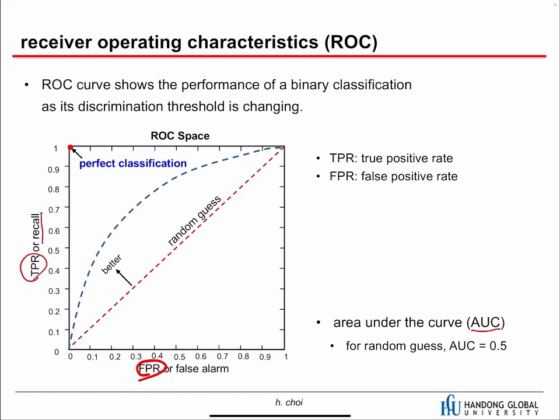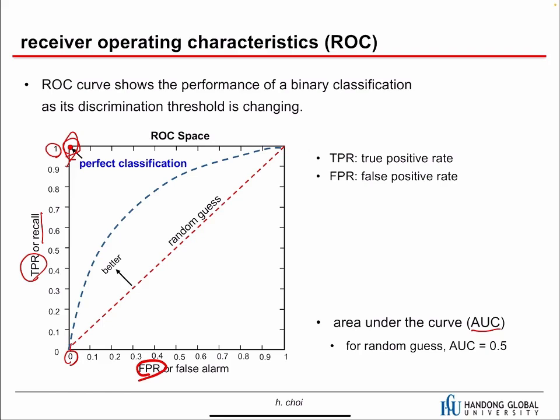Okay, and this one is perfect classification. It means we can recall all the positive cases. We recall all the positive cases, but we don't have false alarm. False alarm is 0. So this one is perfect.